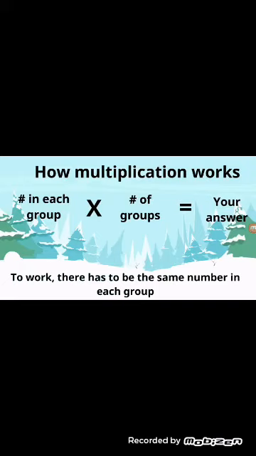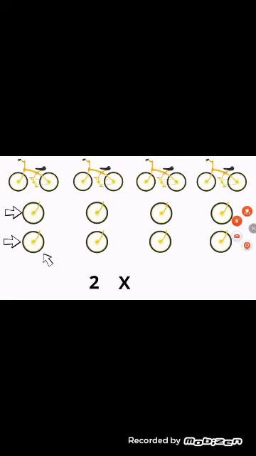Alright, let's take this to the next level. Let's say someone has 4 bikes. And here are their wheels. Woohoo! You know how to do this now. Each bike has 2 wheels, so the first number we write down is the number 2. That's the number in each group. We're going to put the times symbol there and count the number of groups. 1, 2, 3, 4. So it's 2 times 4.